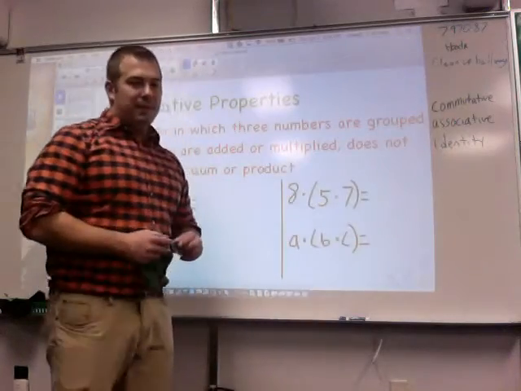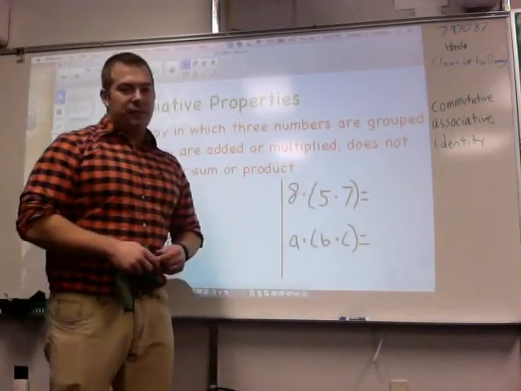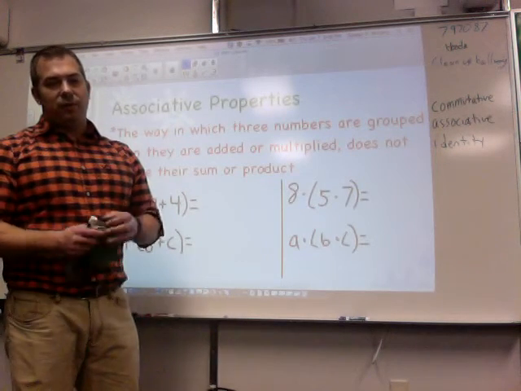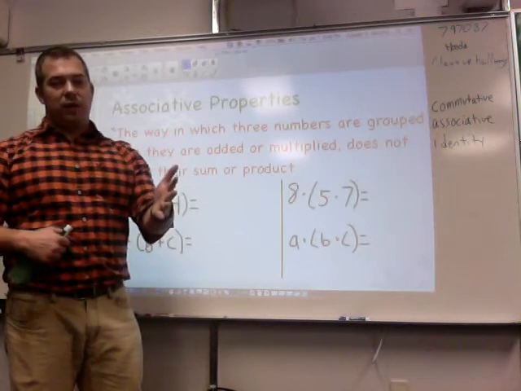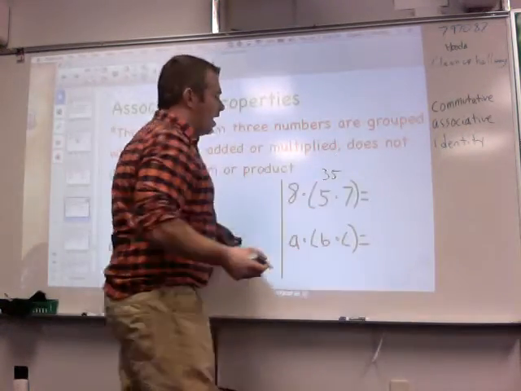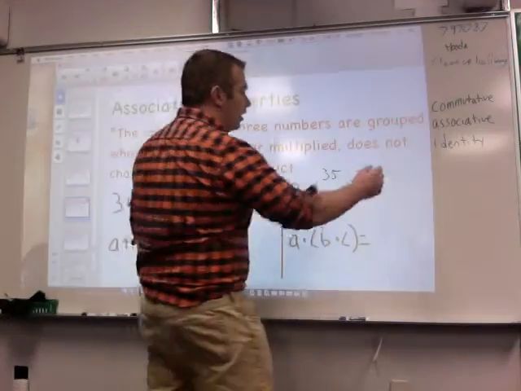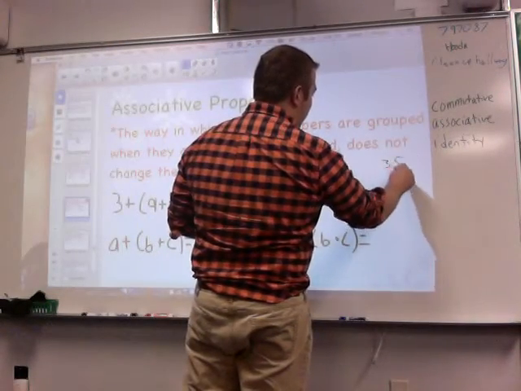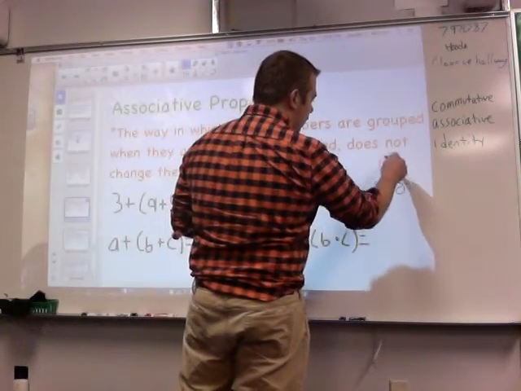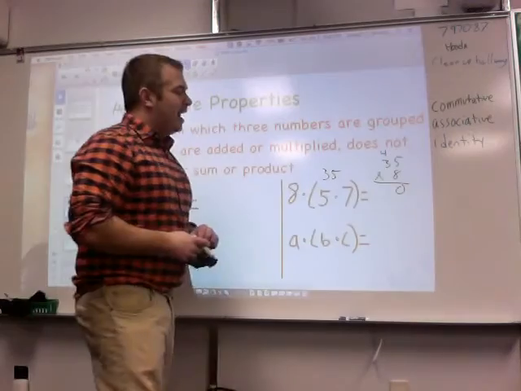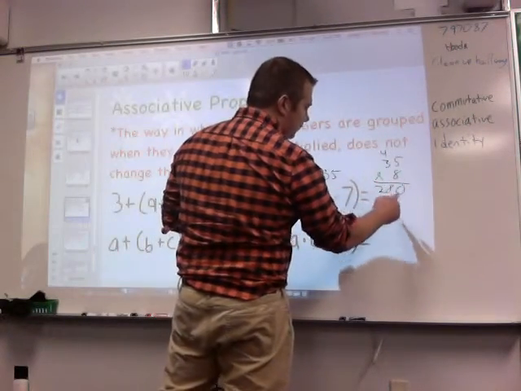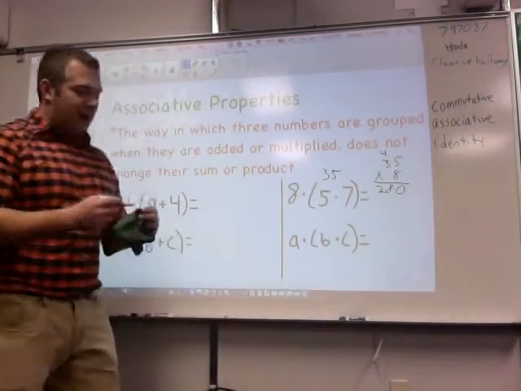8 times 5 times 7. Well, I'm going to do my parentheses first, but it really doesn't matter. 5 times 7 equals 5, 10, 15, 20, 25, 30, 35. So this equals 35. And if I multiply 35 times 8, I have to do it out. 8 times 5 equals 40. 8 times 3 equals 24 plus 4 equals 28. And my answer is 280.